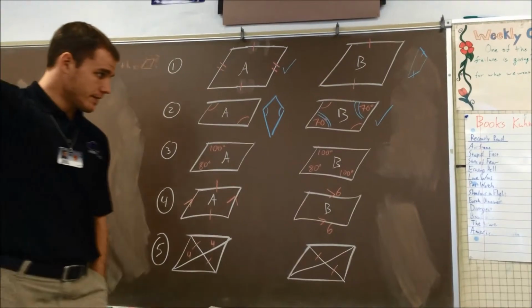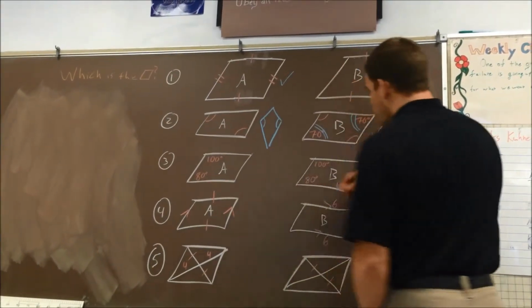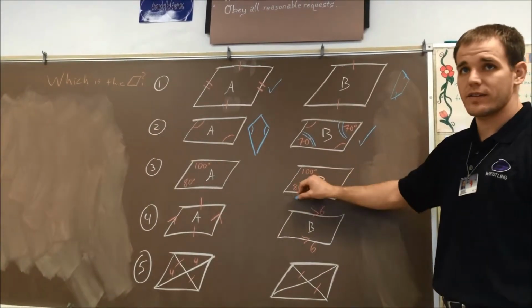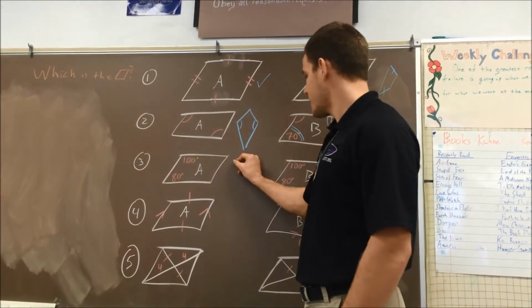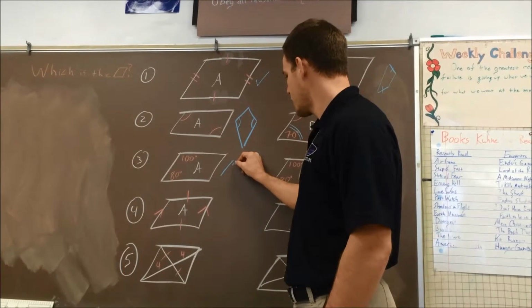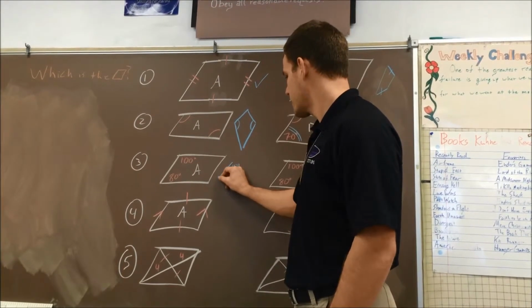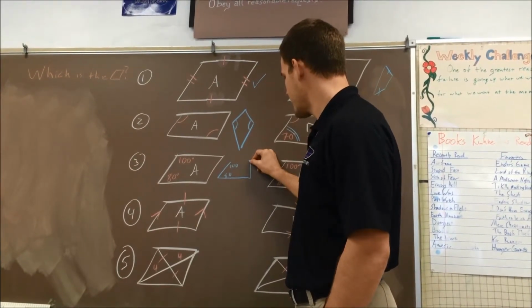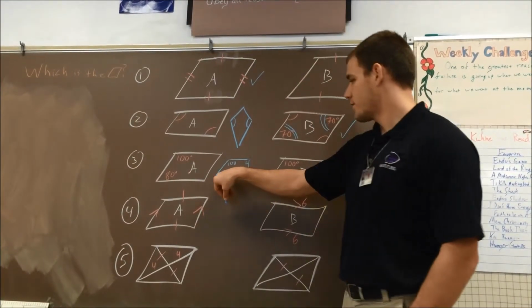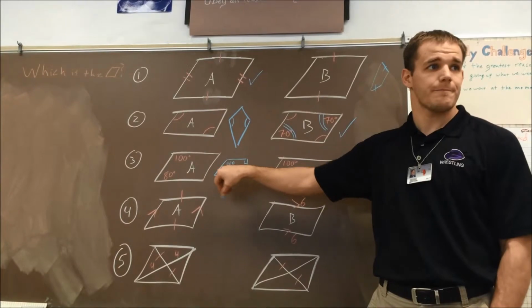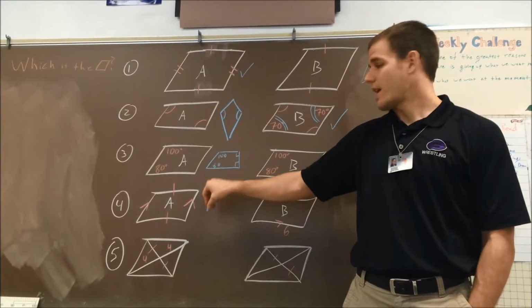Number 3, A or B. 1, 2, 3. B. B, yes, we have to have two pairs of consecutive angles supplementary. This one could look like this. This is 100, this is 80, but over here it could be 90 and 90. And do those add up to 180? Nope. So that would be a trapezoid.